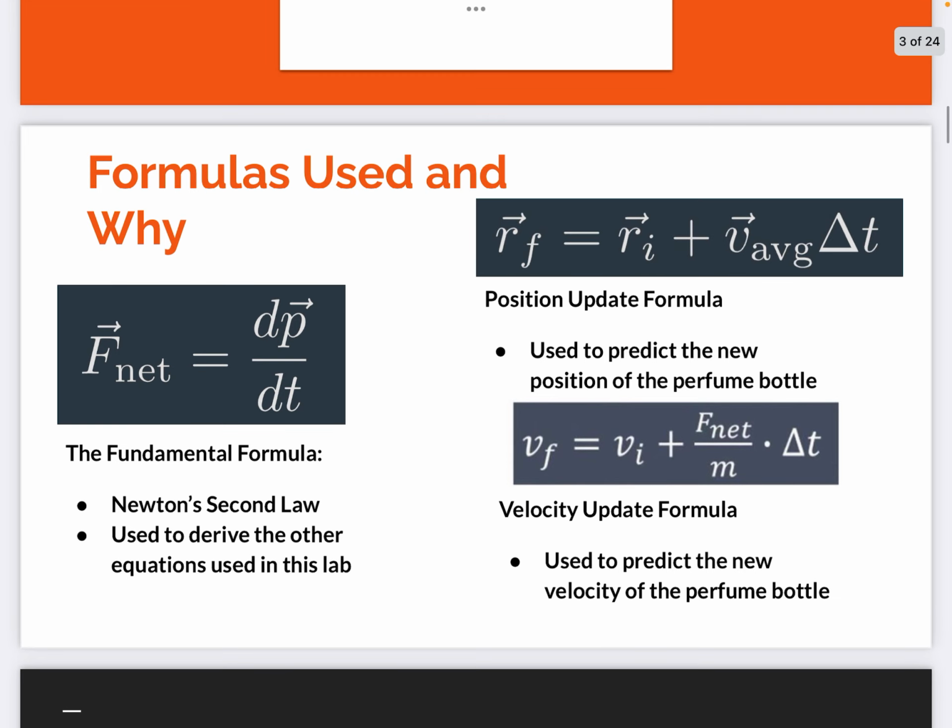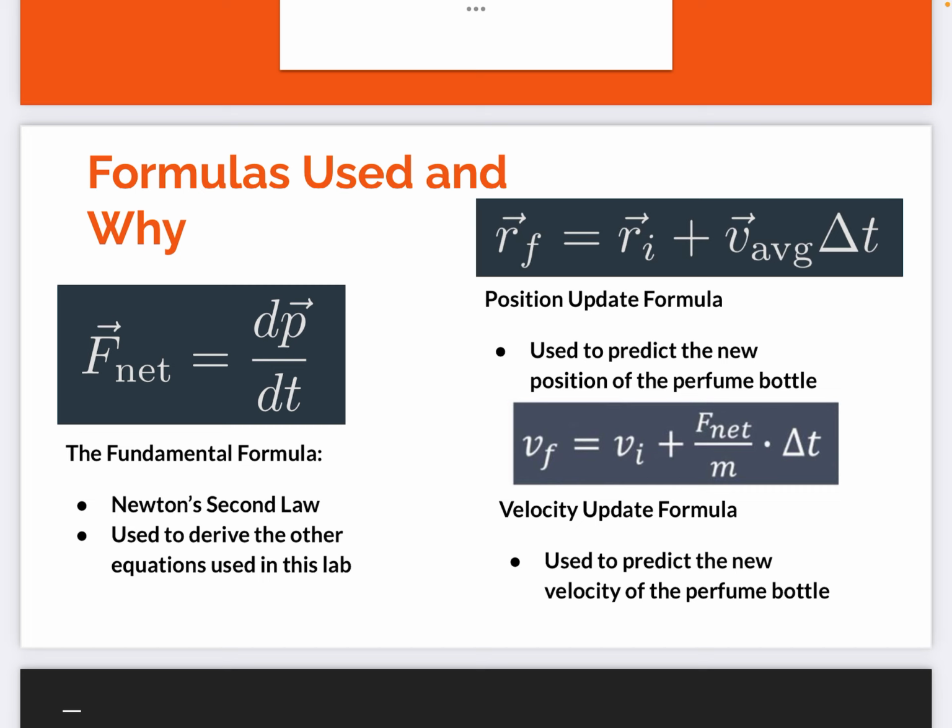First off, there are two main theorems that need to be taken into consideration for this lab: Newton's first and second law. Newton's second law can be seen in the format of this fundamental formula that depicts F net being set equal to a change in momentum over a change in time. And this equation is easily the most important in the lab because from this you can derive the velocity update and the position update formula, both of which can be seen to the right. And these formulas do as their names show.